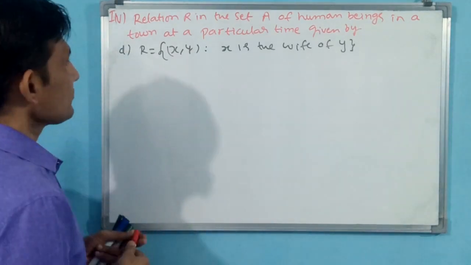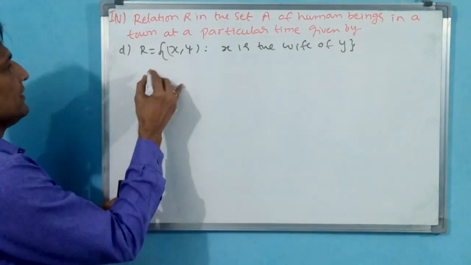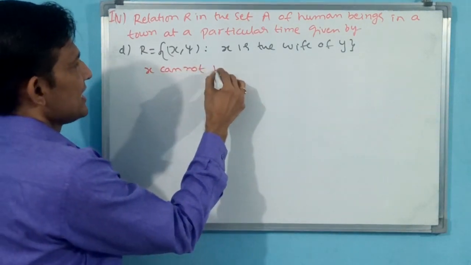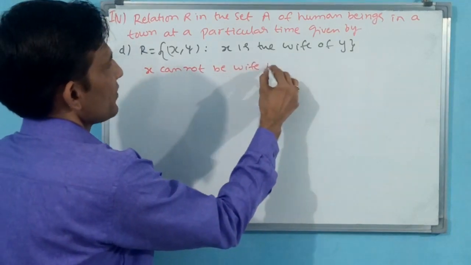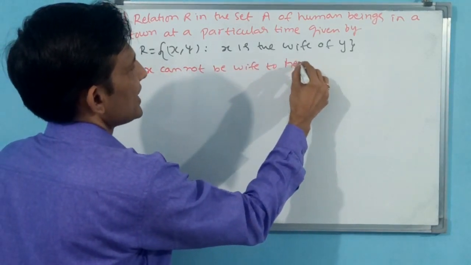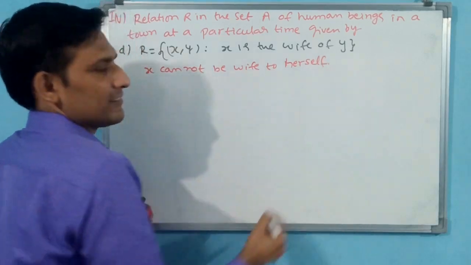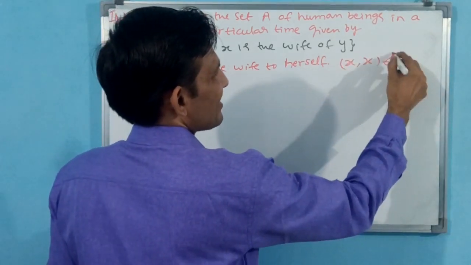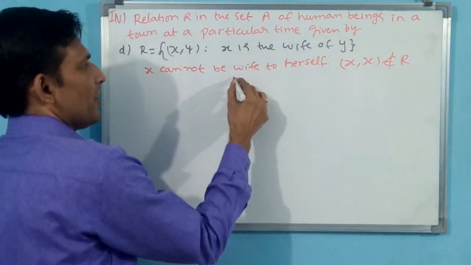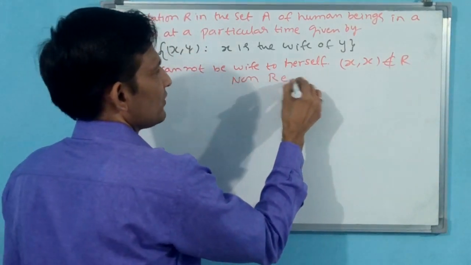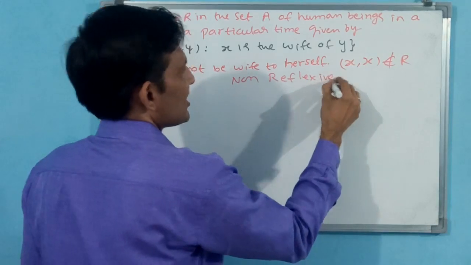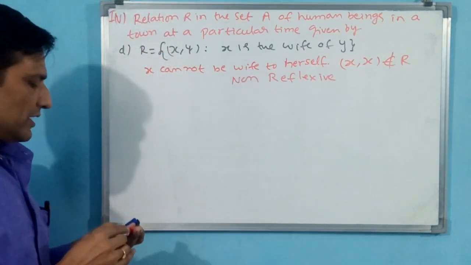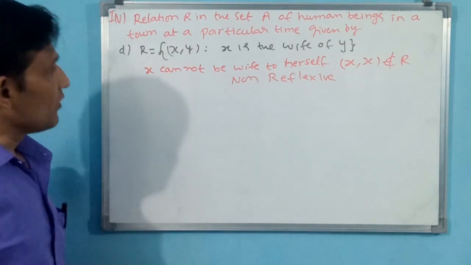Okay, you see, x is wife of y. You write like this: x cannot be wife to herself. Okay, then you write like this: (x, x) does not belong to R. Non-reflexive. Okay, x cannot be wife to herself. Okay, this is over.